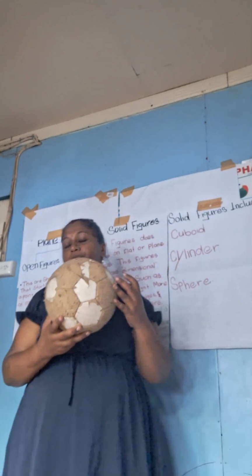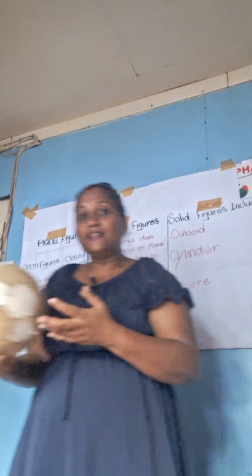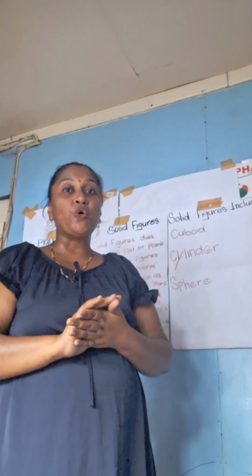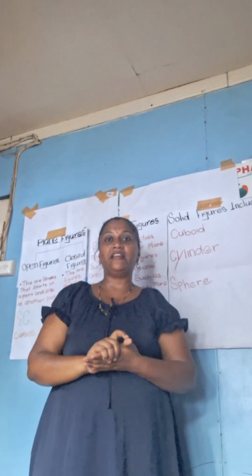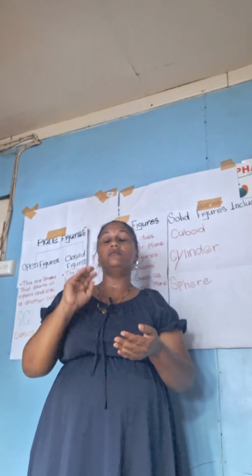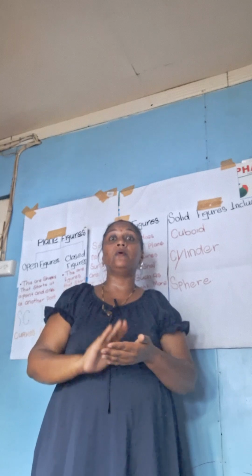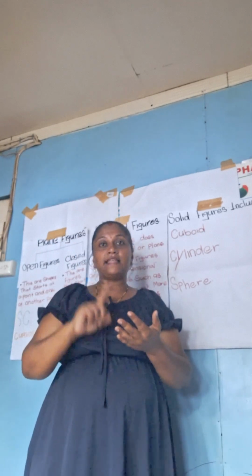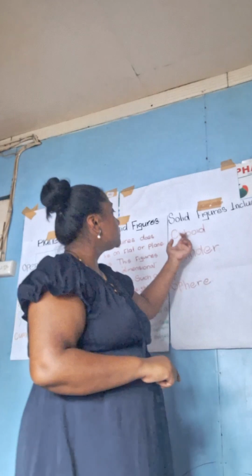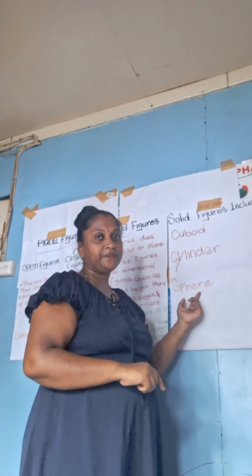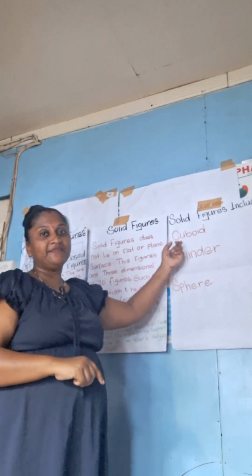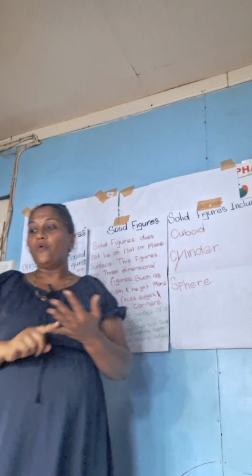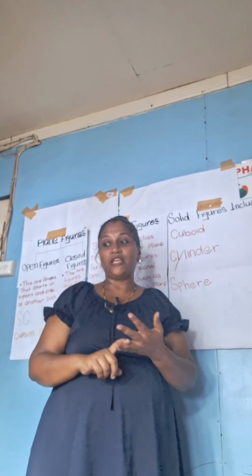Now, what is a solid figure? Solid figures are figures that cannot be drawn. Right? These are figures that cannot lie on a flat surface. Right? Examples of solid figures are cuboid, cylinder, and sphere. Examples of cuboids, right? Such as a gift box. Right? What else? A dice is an example of a cuboid.